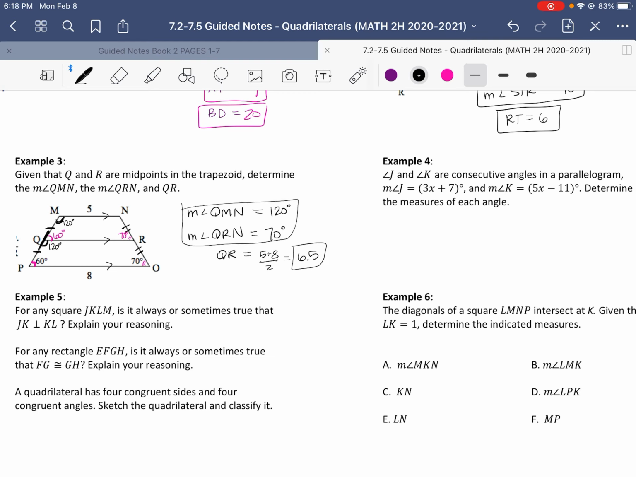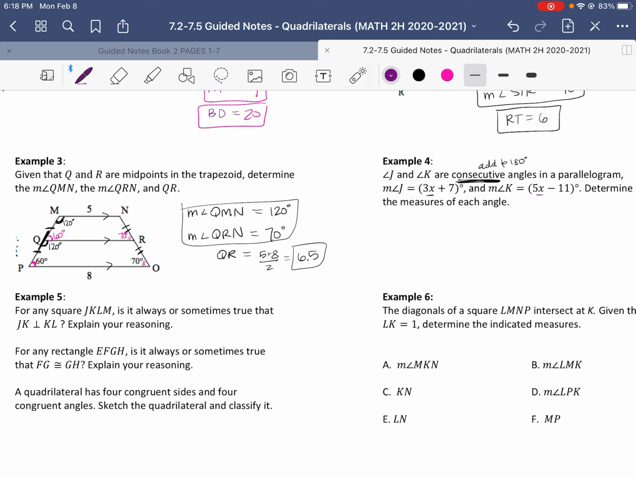Okay. Example 4. So this one doesn't give us a diagram. It tells us that angle J and angle K are consecutive angles in a parallelogram. So we do know it's from a parallelogram, and they're consecutive angles, right? That's really important. Because consecutive angles, they're supplementary, or in other words, they add to 180 degrees. So we know that the measure of angle J is 3x plus 7, and K is 5x minus 11, and we're going to determine the measure of each angle.